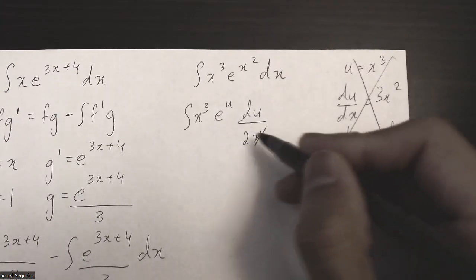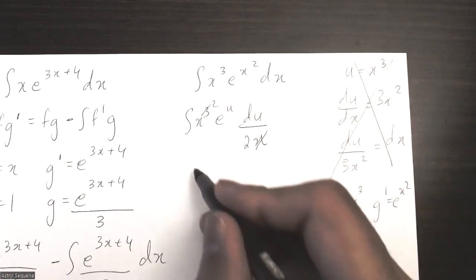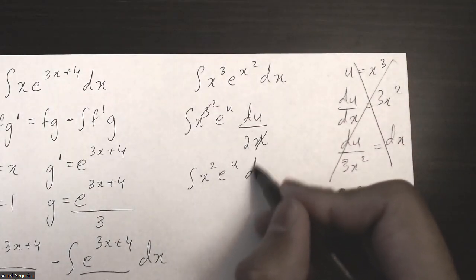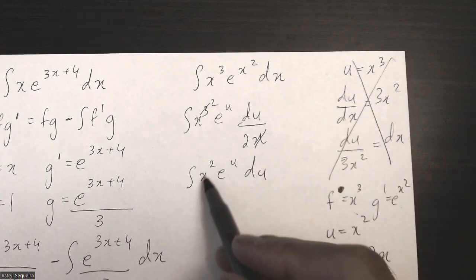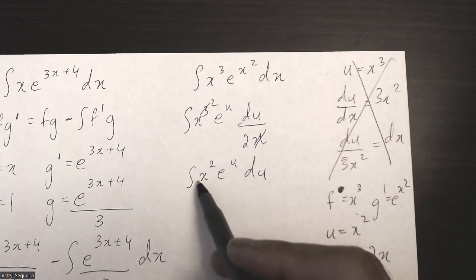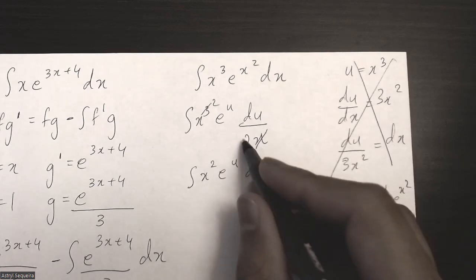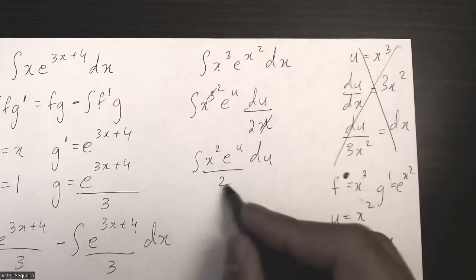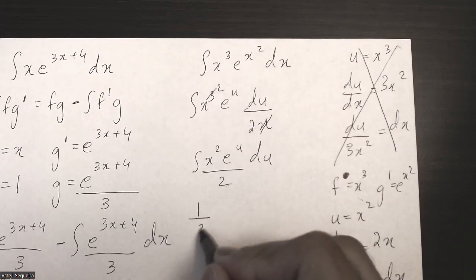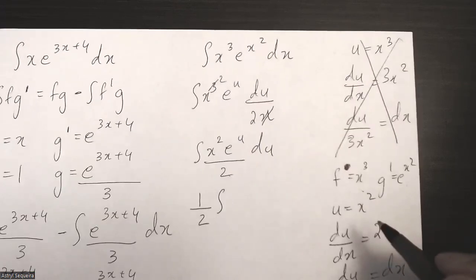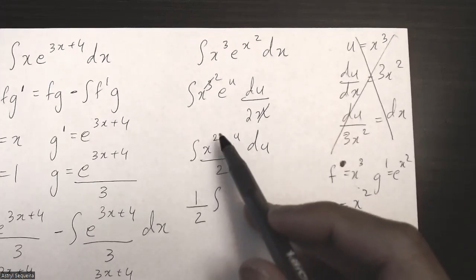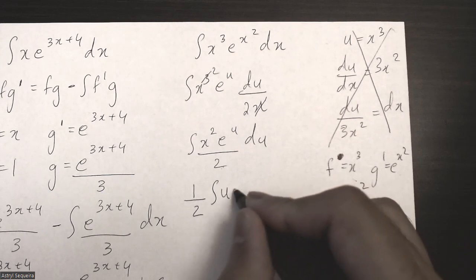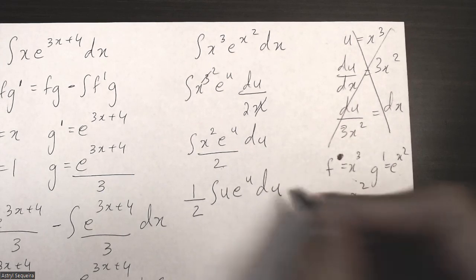Next, I'll just cancel x and the cube to make it a square. So now I have integral x squared e to the u du. I also have divided by 2, so I'm going to write it like that for now. So next step, I'm going to factor out this 1 over 2 because we want to factor out constants so that it's easier to integrate. And then x squared can just be replaced with u. So u e to the u du.